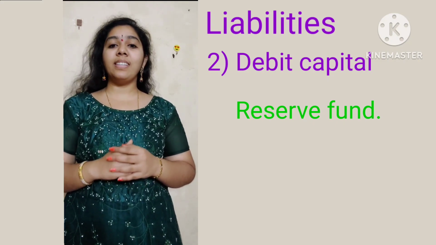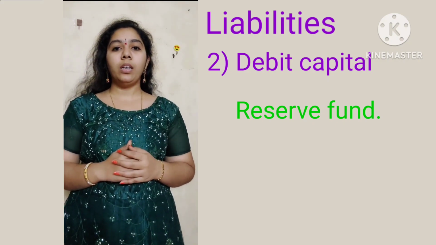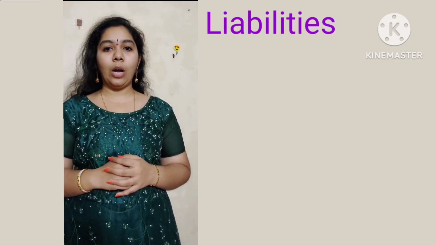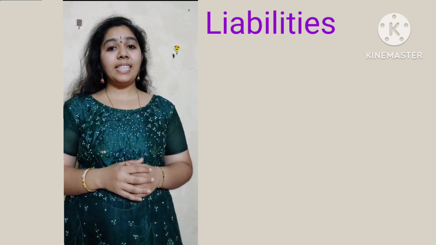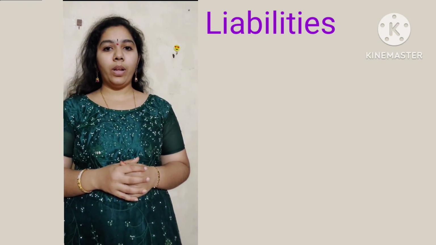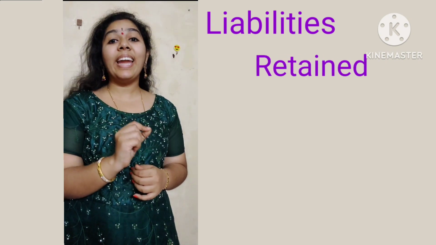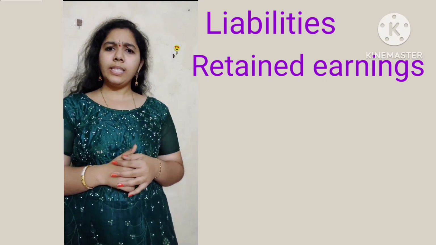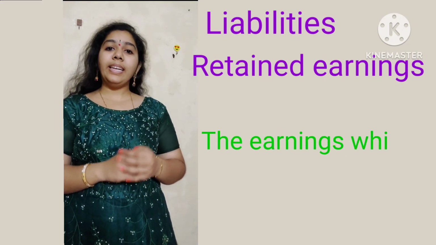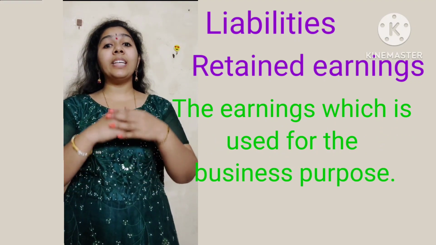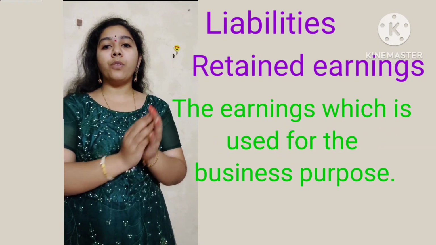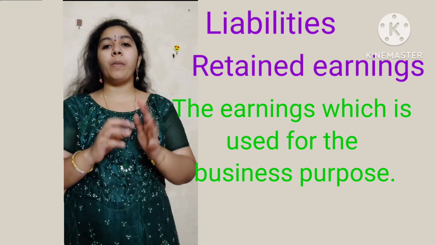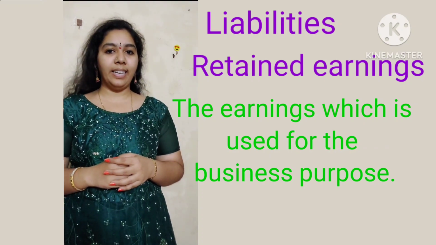In some situations, in the illustration, they will give both capitals and the P&L account. The two capitals and the P&L account. In some situations, reserves and the P&L account. These are called retained earnings. What is it called? Retained earnings. What is the meaning of retained earnings? It is a profit that is used for the purpose of the company. The profit is used for the company's purpose. It is called retained earnings.